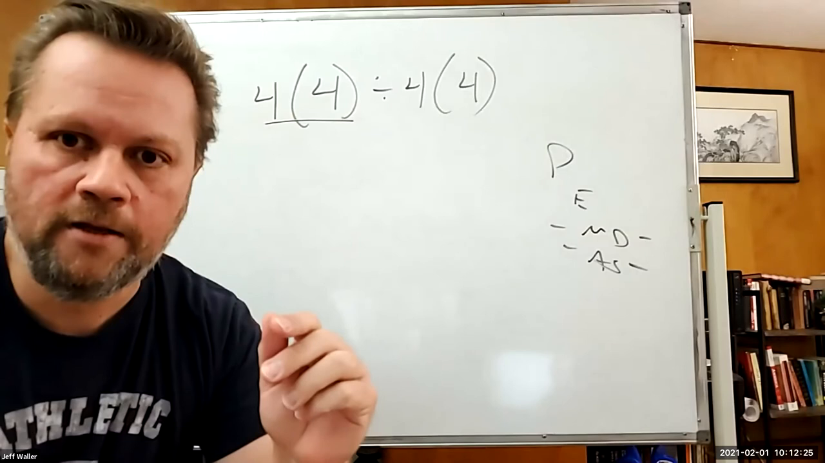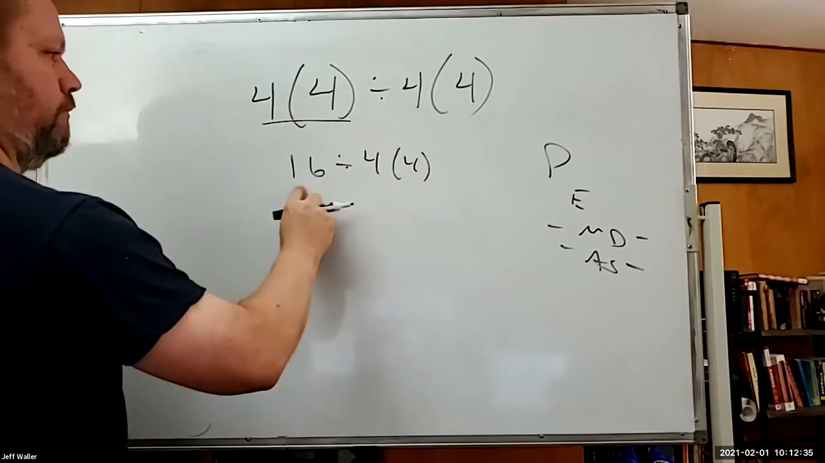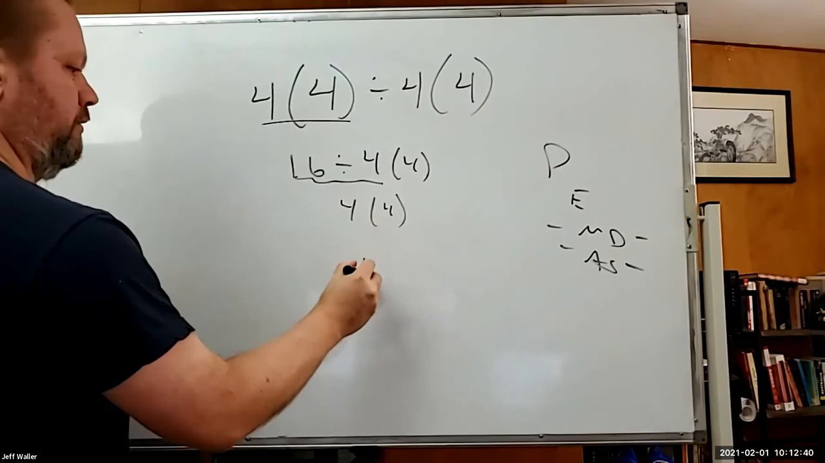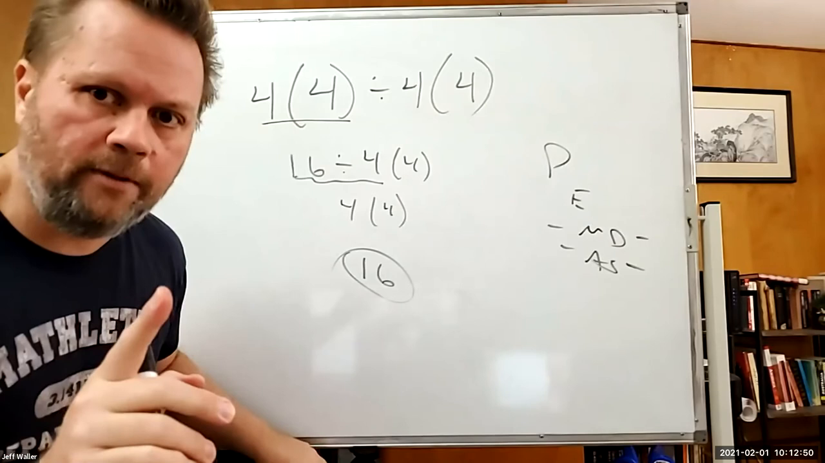So what's 4 times 4? 16. What's 16 divided by 4? Four. And what's four times four? 16. Okay, so it's not one. It is definitely not one. Another reason that so many people think division comes last is because of this problem. Is everybody semi-cool with this?